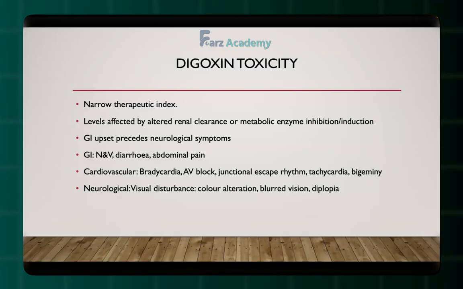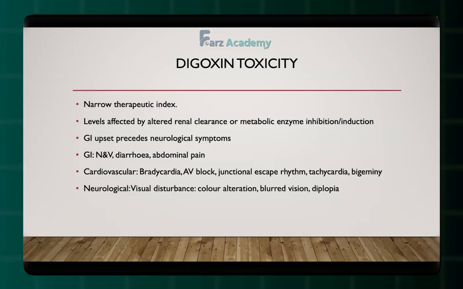Now, digoxin, as we all know, is a commonly used medication for atrial fibrillation and also in case of heart failure. It has got a narrow therapeutic index. Levels are affected by altered renal clearance or metabolic enzyme inhibition or induction. GI upset is the most common one. It precedes neurological symptoms. GI upset includes nausea and vomiting, diarrhea, and abdominal pain.